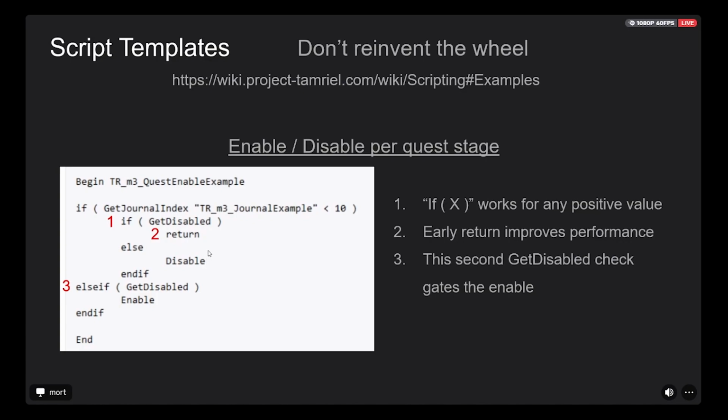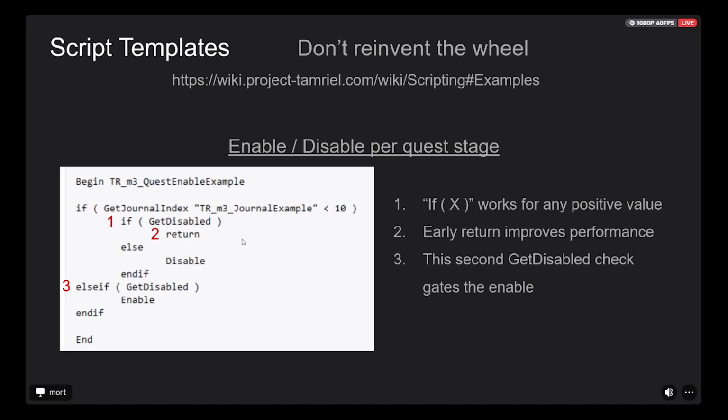I suppose I should also say that this talk is assuming that you know a little bit about Morrowind scripting, at least a little more than the basics. You know that a script is going to run every frame from top to bottom until it hits a return or it hits the end of the script and starts over again.